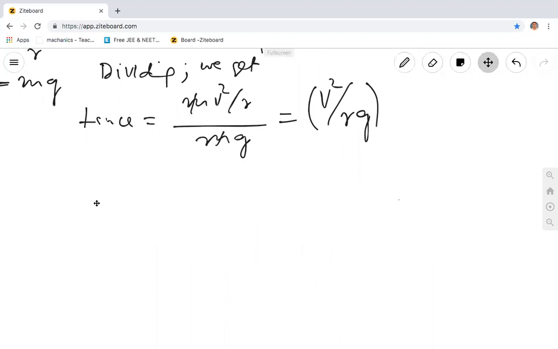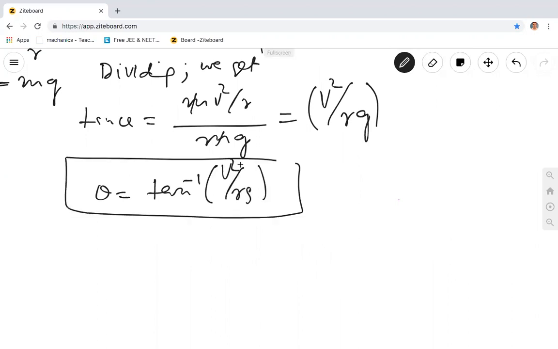So theta, the banking angle, is tan inverse v square by rg. This is the angle that is set by the engineers on the banking, on the curved path. Suppose v is velocity 40 km/h. You have the radius of that curve at that point of the road. That is given. G is given. You substitute these values and get the value of theta. Suppose the value of theta is something like 15 degrees or 10 degrees maybe.